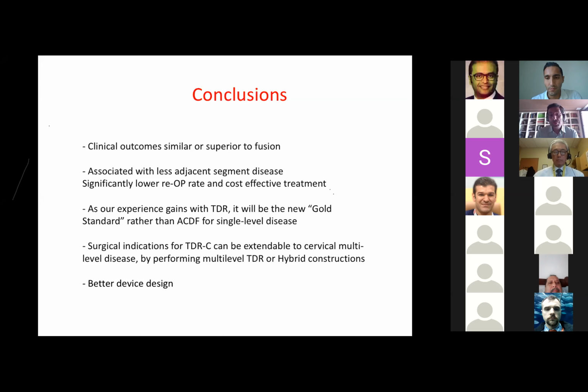I think we should proceed to a better device design. Ideally it should be custom made, or adapt to the level you are operating, because not all the levels in the cervical spine of a normal asymptomatic adult have the same center of rotation. So we need to work on that. There is still room for improvement.